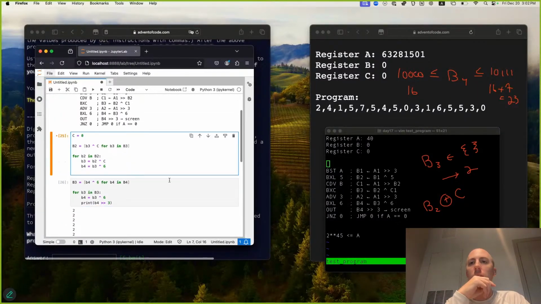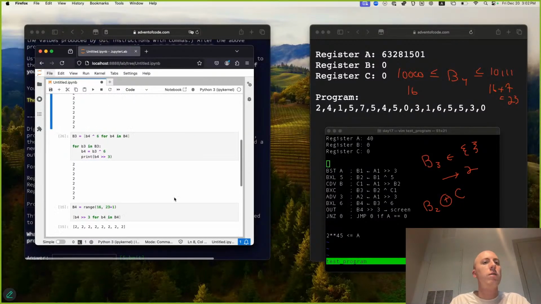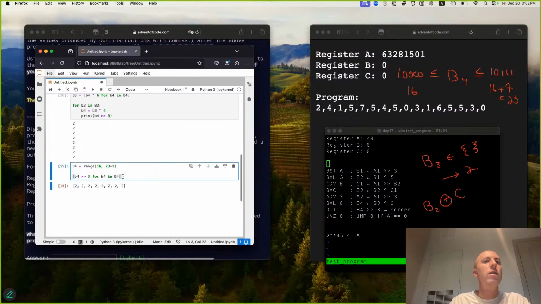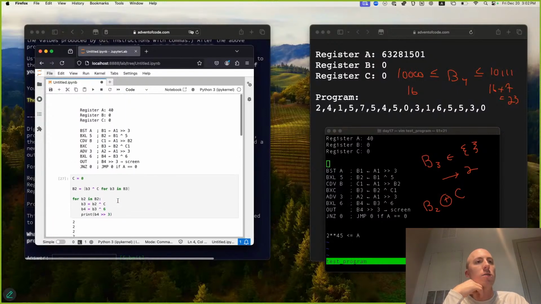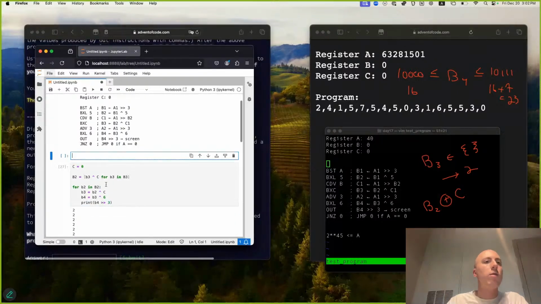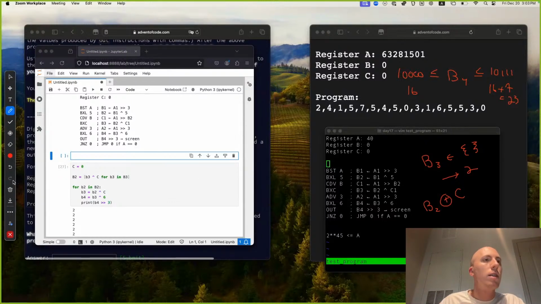So now, B4 is equal to B3 XORed with 6. Now let's print out B4. There we go, we get 2s again. Just to be consistent, let's print. All right, so we get 2s, we get 2s, we get 2s. So now we're going up. So getting there.